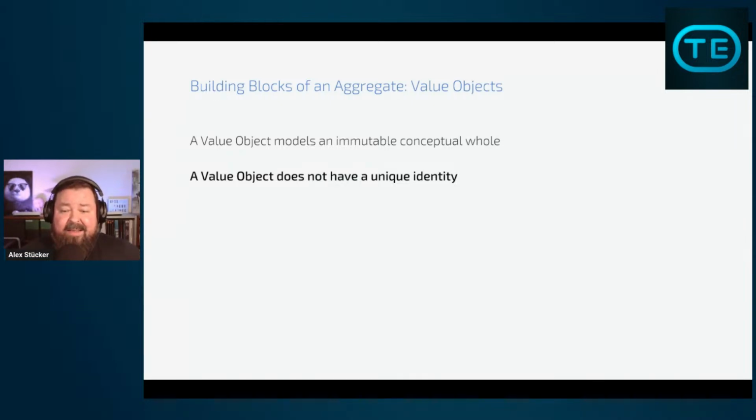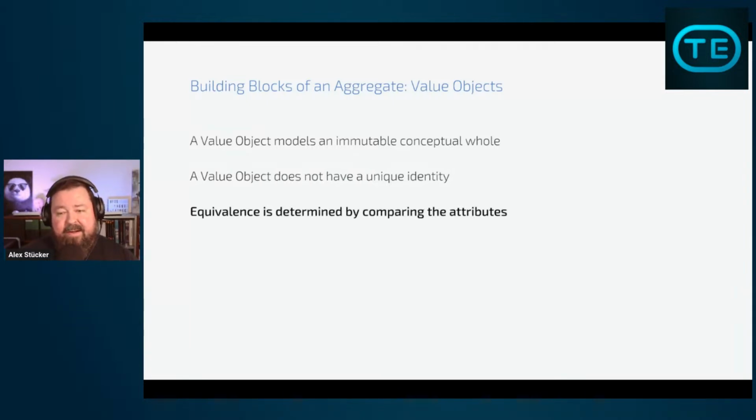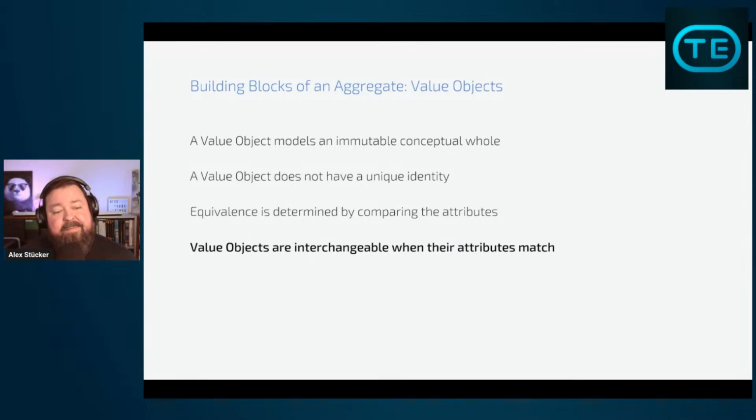So if they don't have an identity, how is equivalence determined? Equivalence is determined by comparing their attributes. This means value objects have value semantics and therefore structural equality. If all attributes match, then it is the same value object. Another property is value objects are interchangeable when their attributes match. As mentioned before, if there are the same attributes, then it's the same object. It has value semantics and it's like an int. An int with the same value is the same int, or the same decimal.